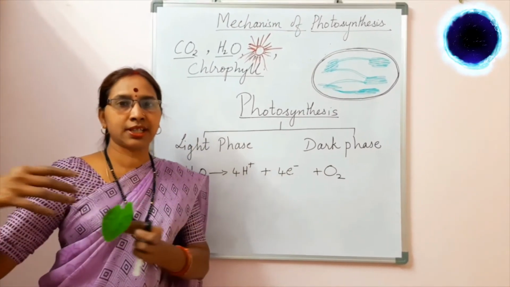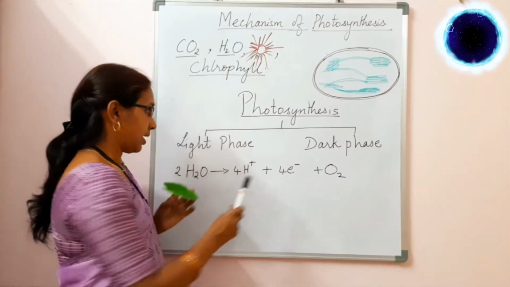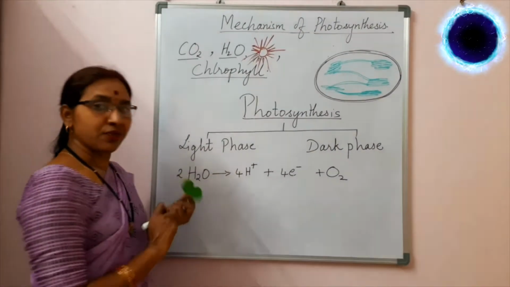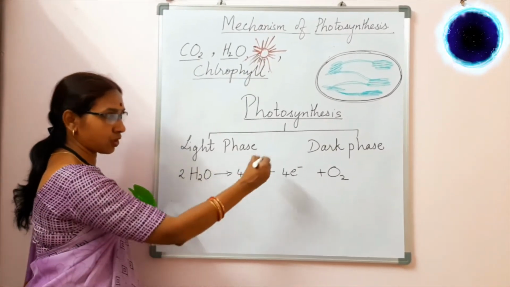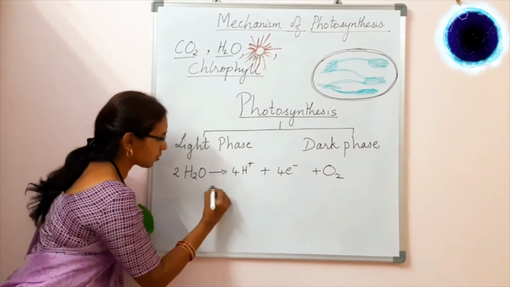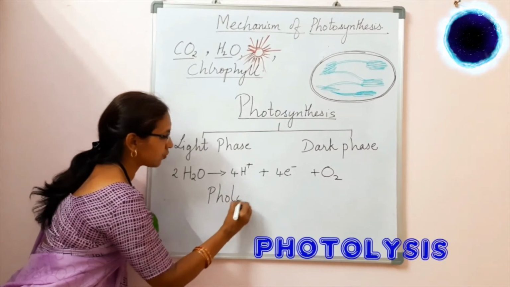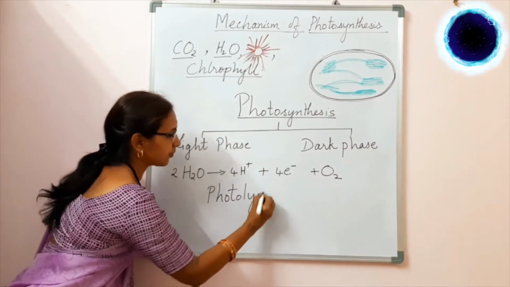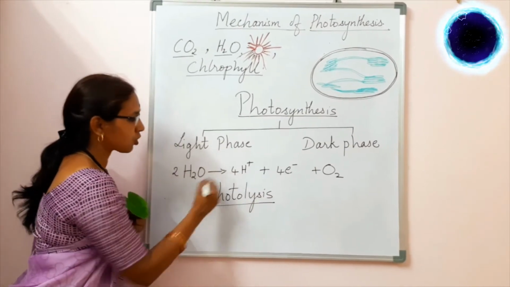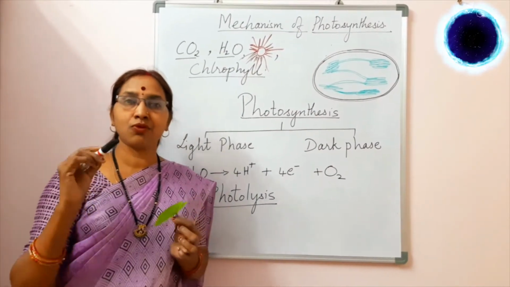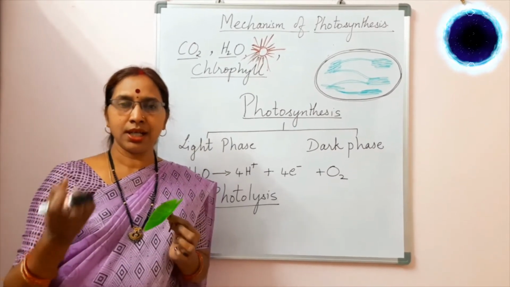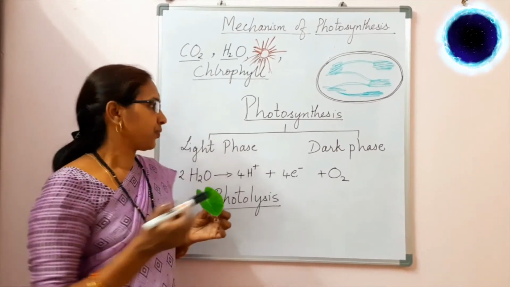So this process takes place continuously, and this process where the chlorophyll molecule is splitting the water molecule into protons, electrons, and oxygen is known as photolysis. Photo means light and lysis is breaking up. So photolysis is a process where the water molecule is split with light, due to light energy.